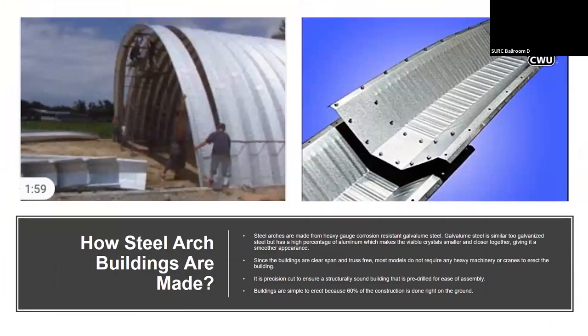Adding on to that, these steel structures are prefabricated in shop, made specifically for your project. So they all come pre-cut and pre-drilled. So this creates a very smooth and easy assembly process. Since the structure has no truss and is stress-free, most of the construction is done right on the ground. There's no need for any heavy machinery or equipment. This, along with no construction waste, can help save on construction time and cost.